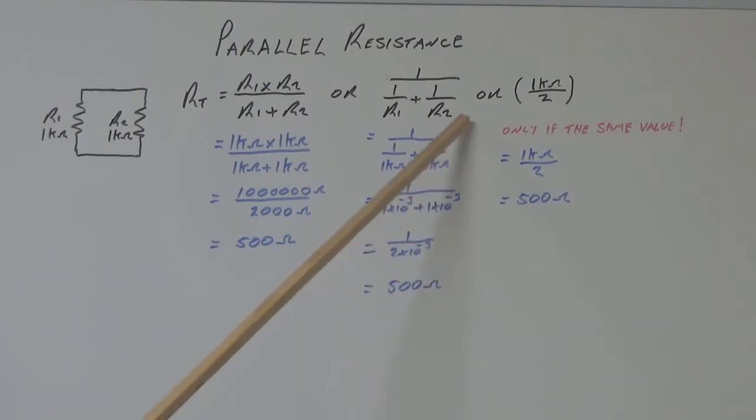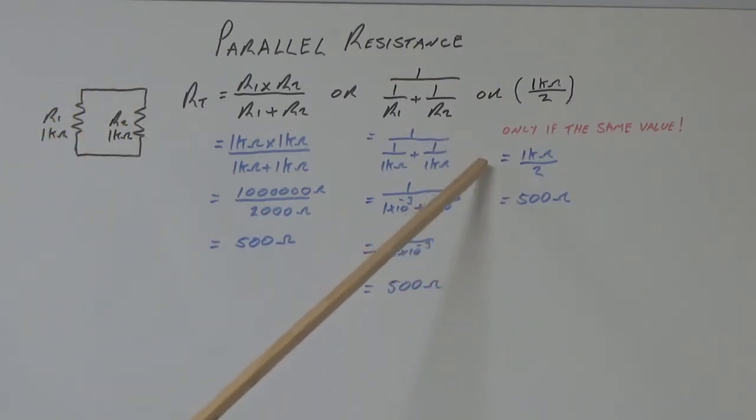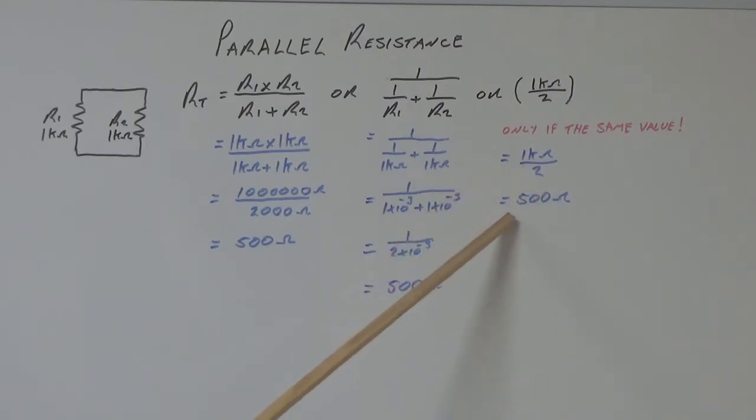And the last one, and like I said, only if they're the same value, like both resistors are the same value in the parallel circuit, then it's just 1k divided by 2 and you end up with 500 ohms.